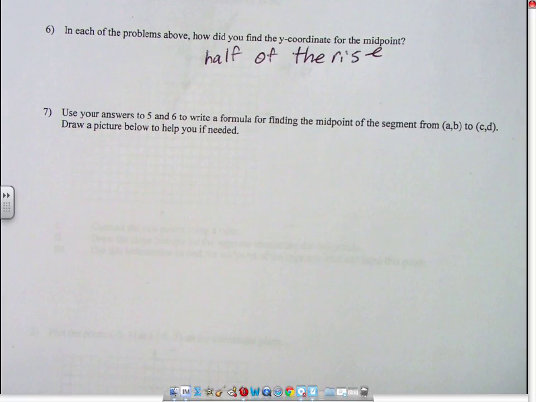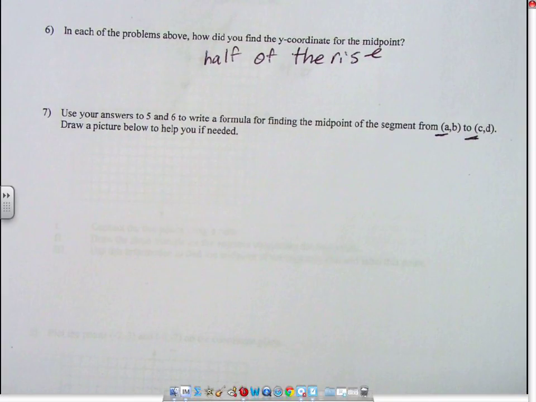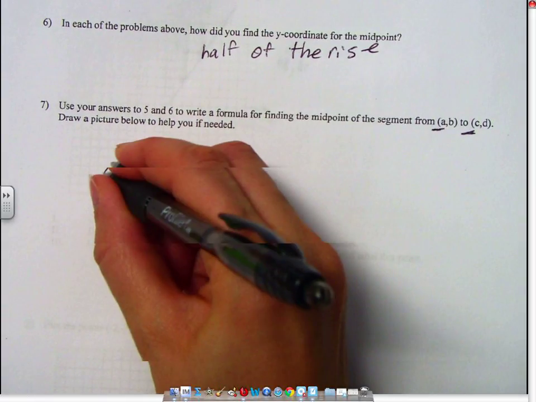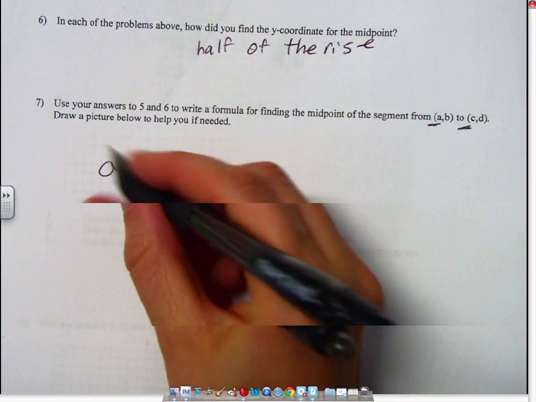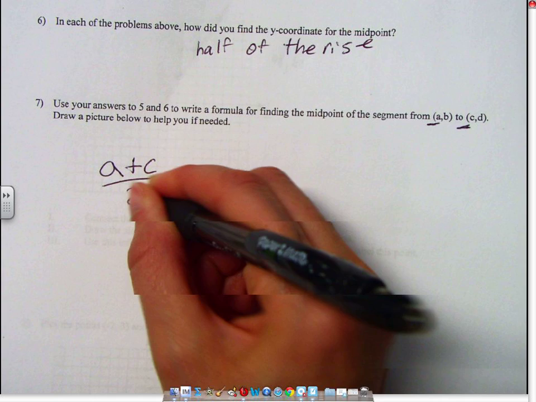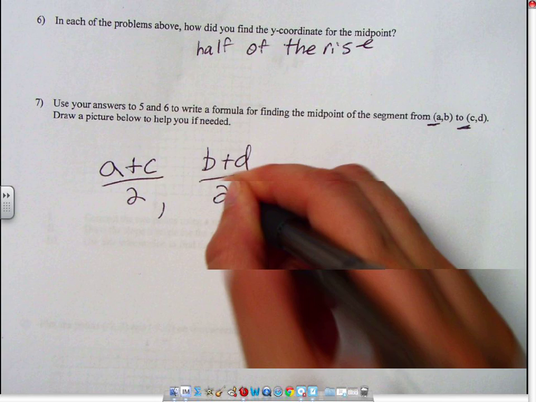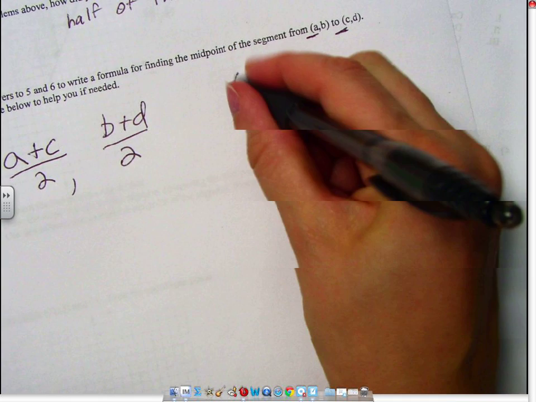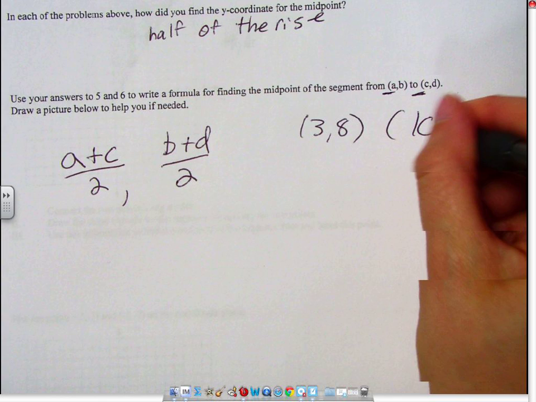Okay, so my x-coordinates are A and C. How would I find the half of the distance between A and C? Okay, first thing you're going to do is go A, what? Plus C divided by 2. And B plus D, we think? Okay, divided by 2. All right, we have to try this to make sure it works. Our coordinates for number 4 are 3, 8, and 10, negative 2. I'm not telling you this is the right answer. I'm telling you we have to try it to see if it works.